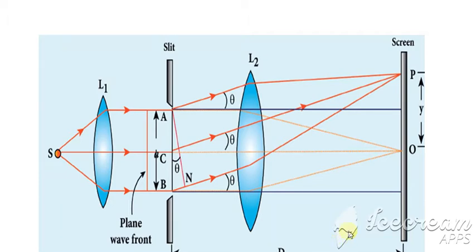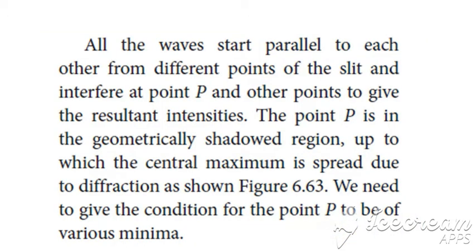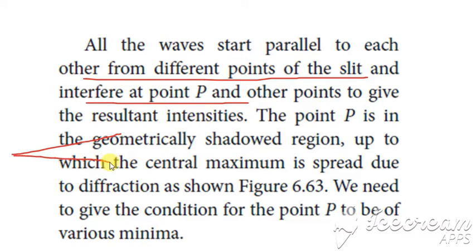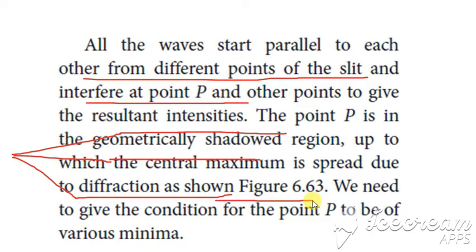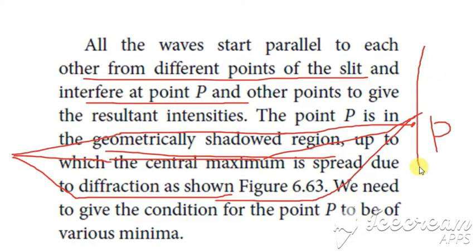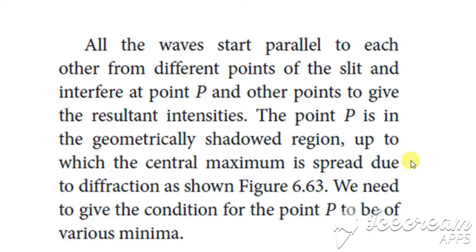Clear? Next, all the waves start parallel to each other from different points and interfere at the point P. All the waves seem to be parallel, so they do not meet, but they finally meet at the point P. This point P is in the geometrically shadowed region, with the central maxima spread. We have to find the condition for the point to be the various minima.